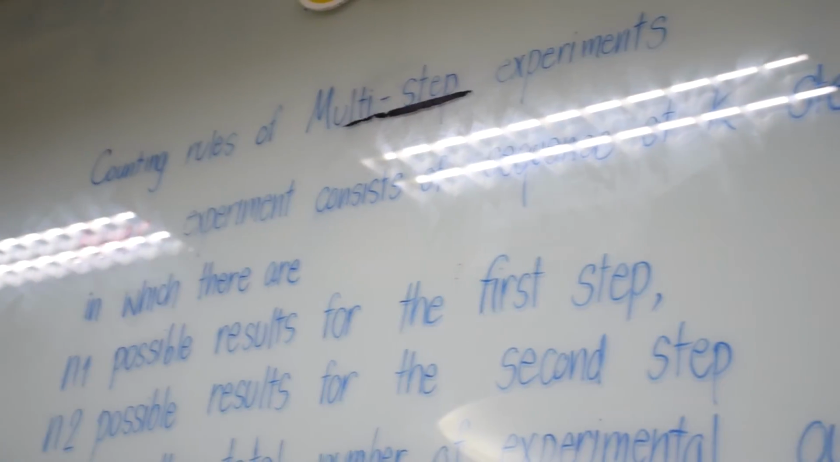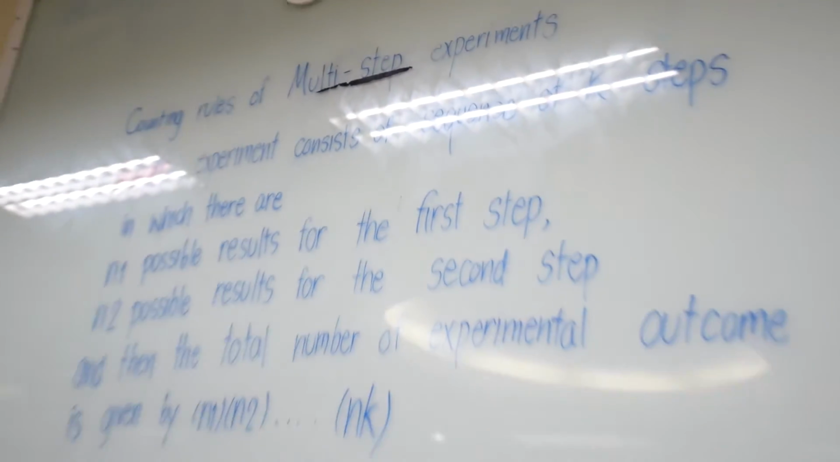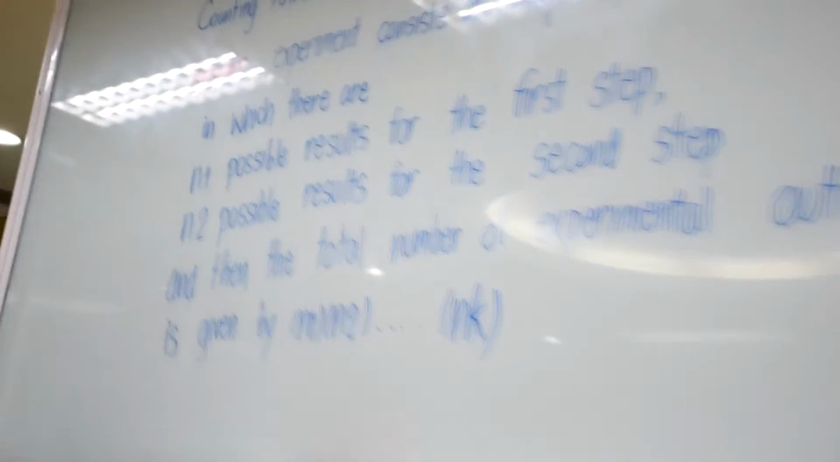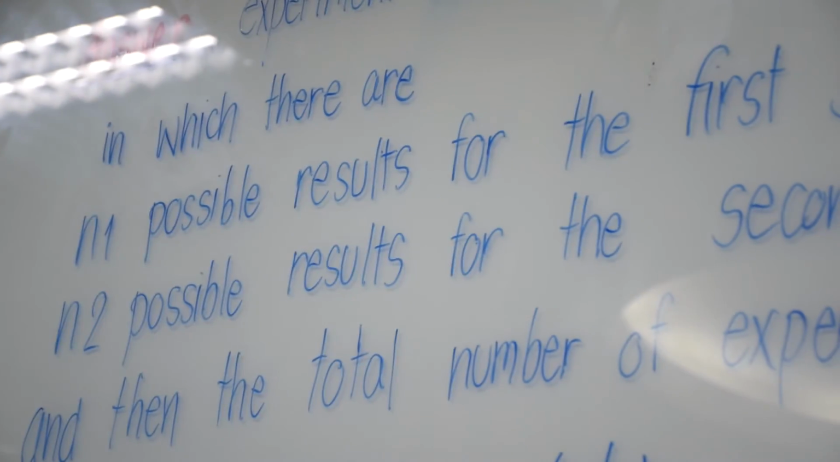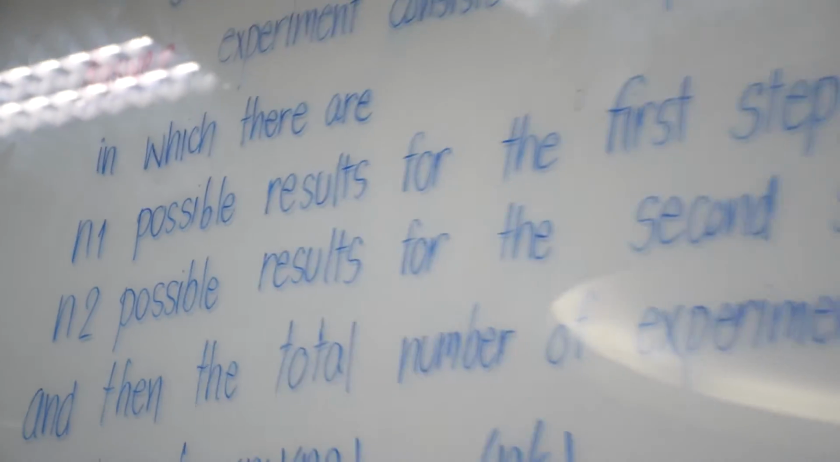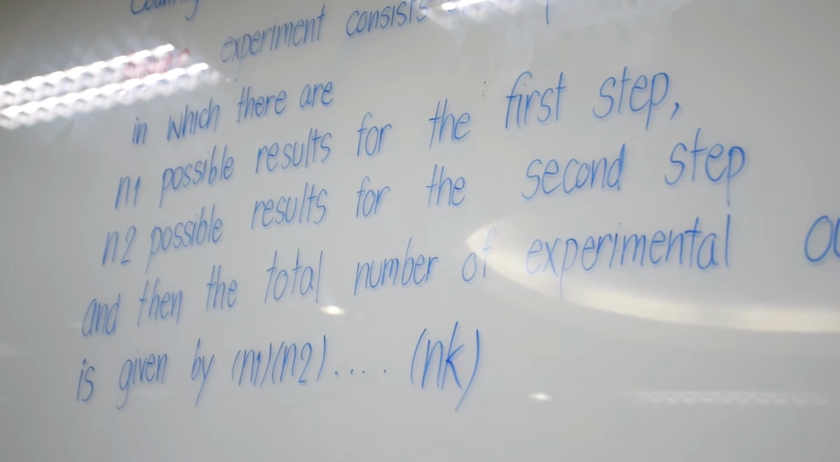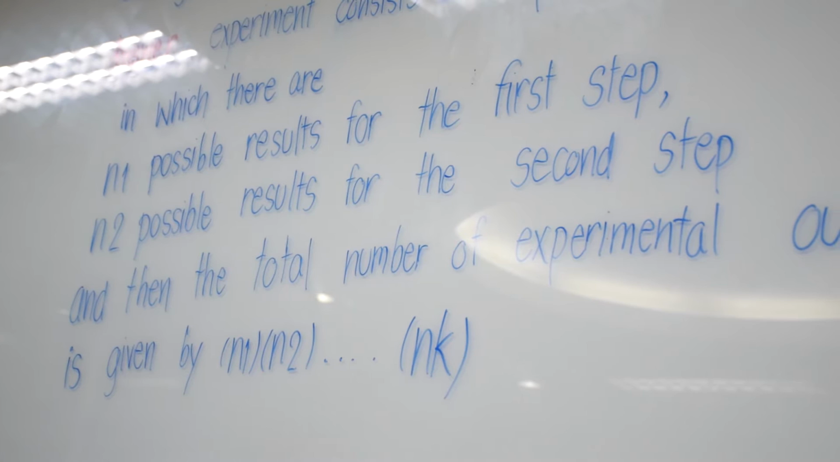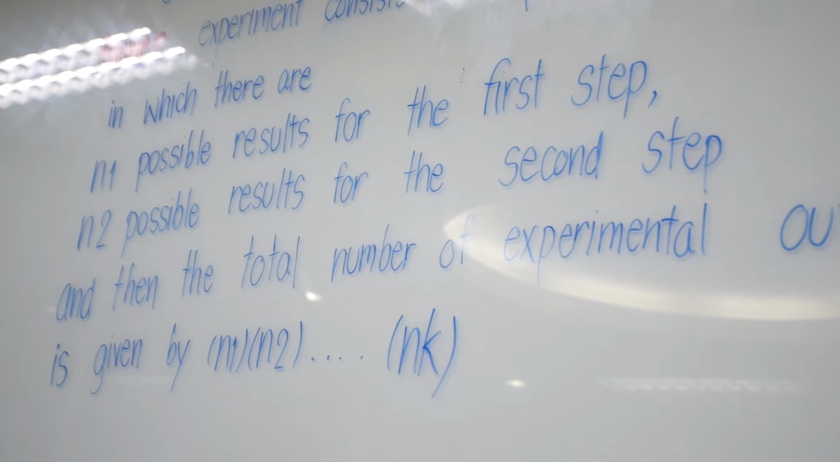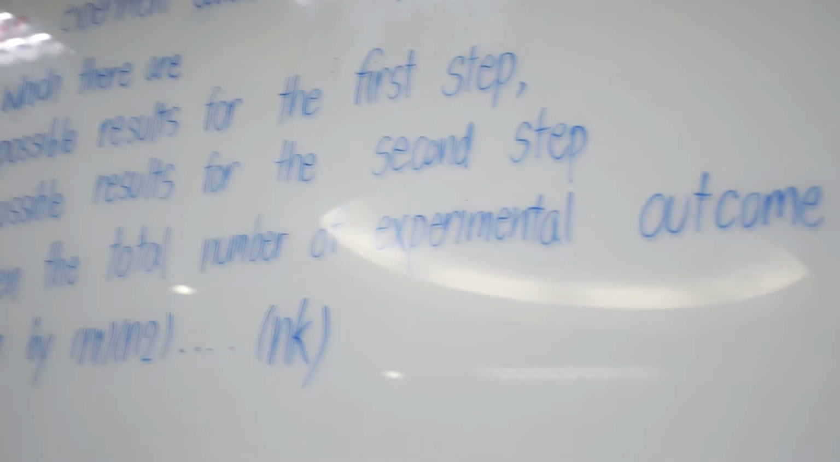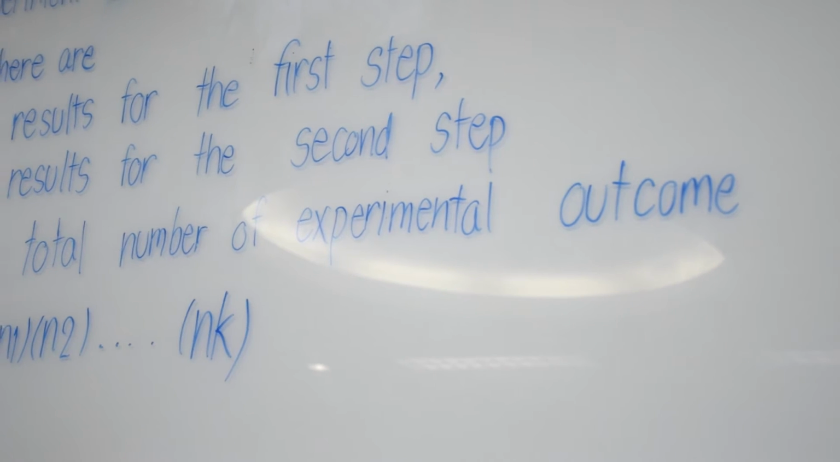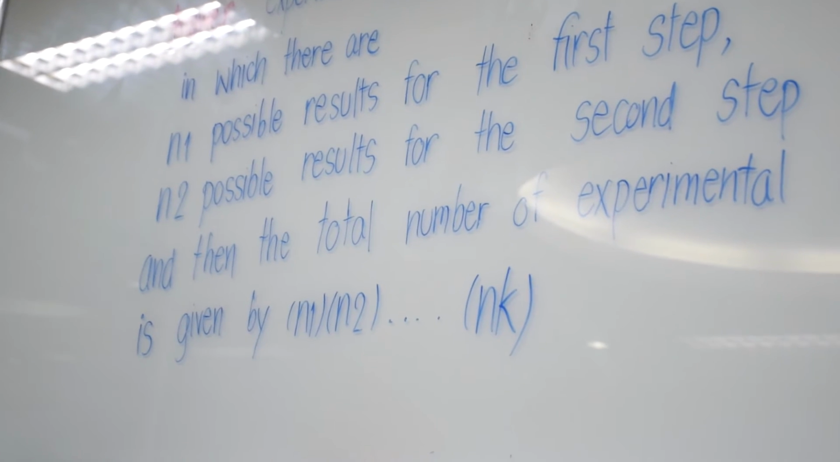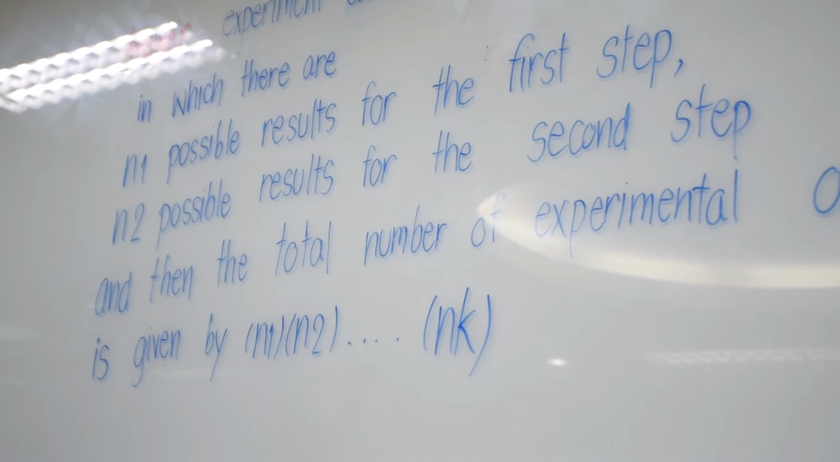Counting rules of multi-step experiments. If an experiment consists of a sequence of k steps in which there are n1 possible results for the first step, n2 possible results for the second step, and so on, then the total number of experimental outcomes is given by n1 times n2 up to nk.